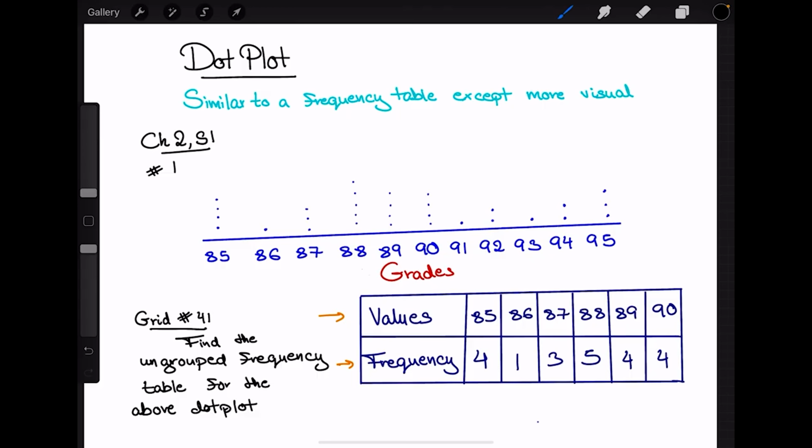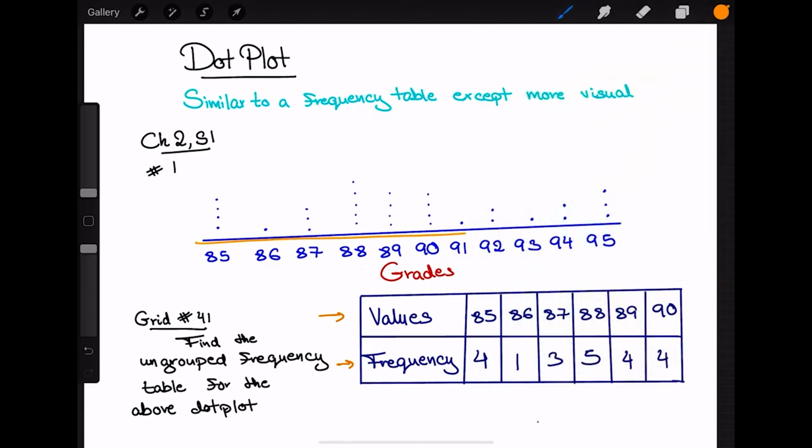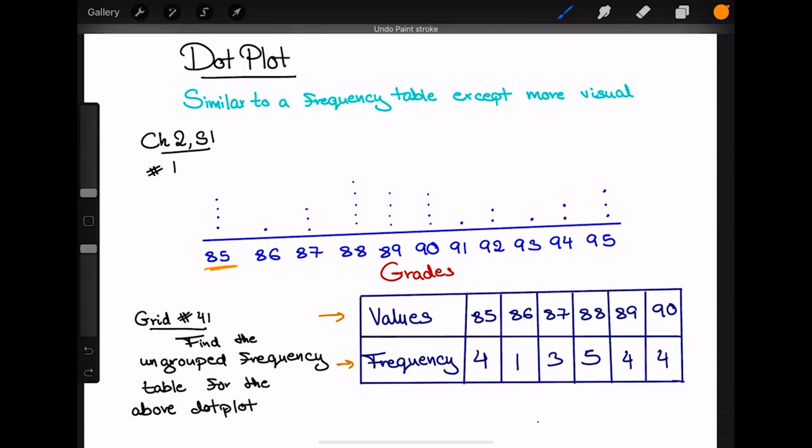Now you first start off by writing a straight line such as so, and then write all the values in the given data points in ascending order. Above each number, you put a dot for every time you see a single value. For example, in question 1 in the course revision sheet, 85 is shown 4 times, 86 once, 87 3 times, etc.